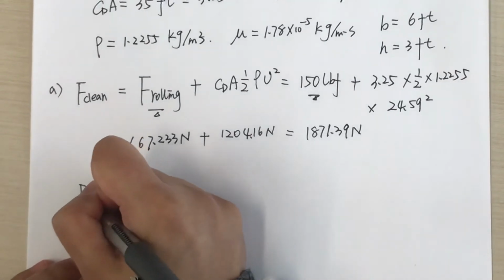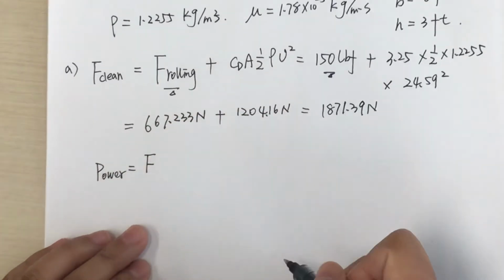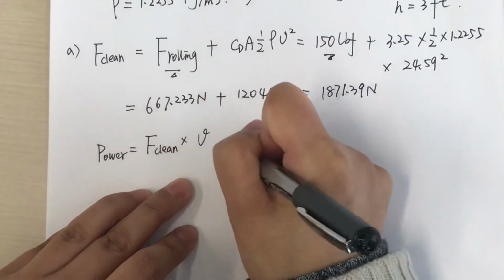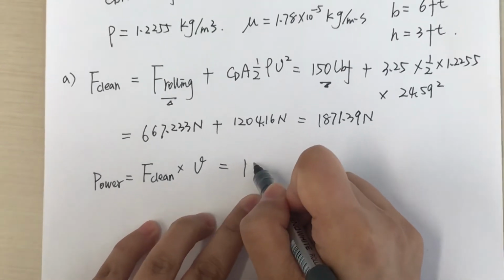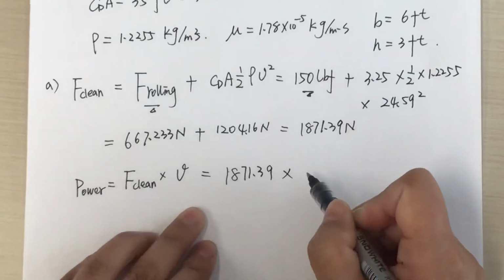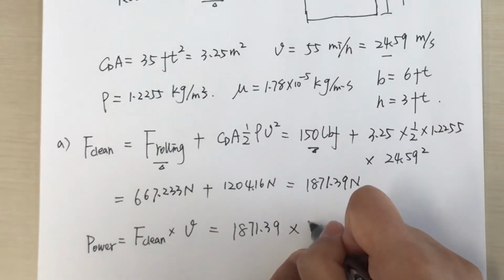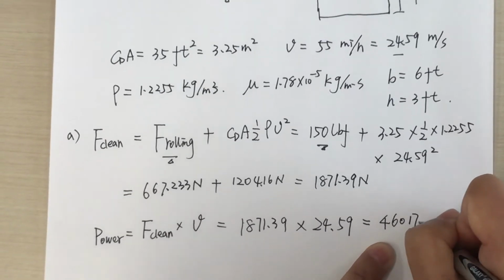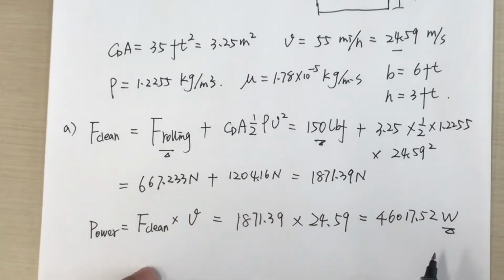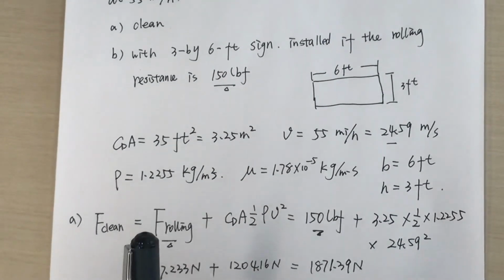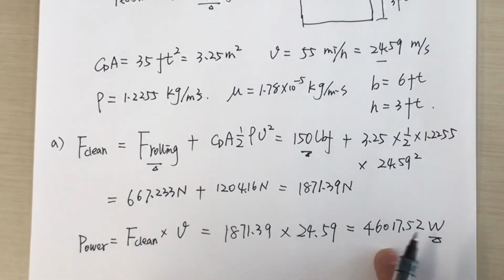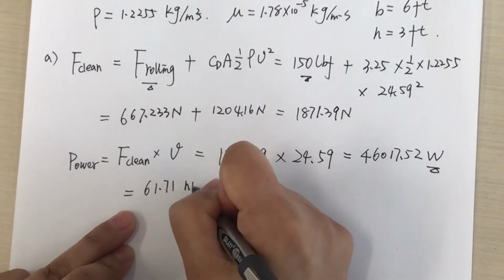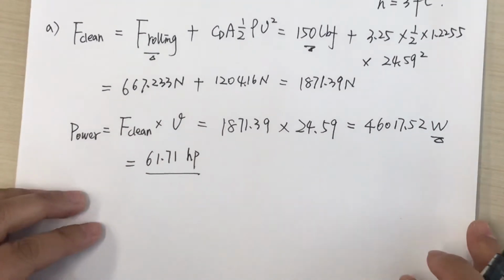And the power should be the product of the force and the velocity. So we use the force of clean, and the velocity we already have here is 24.59. Then we can get the result. Here the unit is watt, but the question asks us to estimate the horsepower, so we have to translate the watt to horsepower. It is 61.71 horsepower.